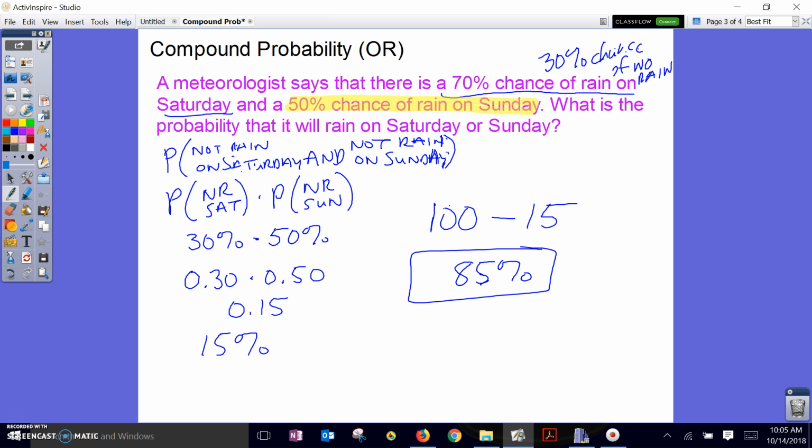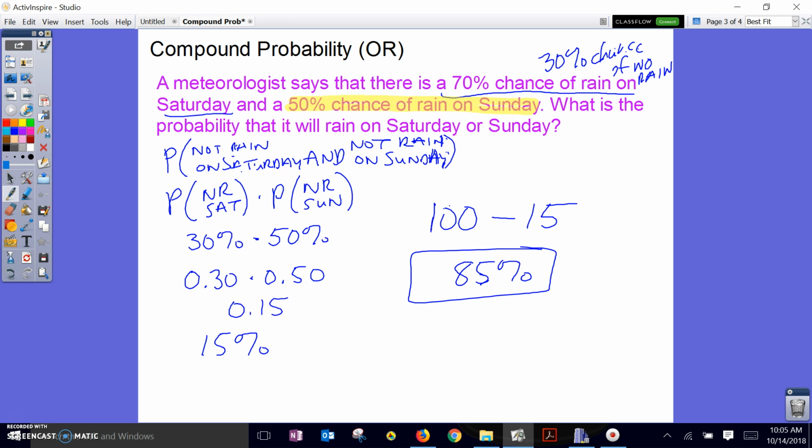Realize this should make some sense to us. We know that this number has to be at least bigger than the individual probabilities of raining on either of those days. Because if there's a 70% chance it's going to rain on Saturday, there has to be at least a 70% chance that it's going to rain on either Saturday or Sunday.